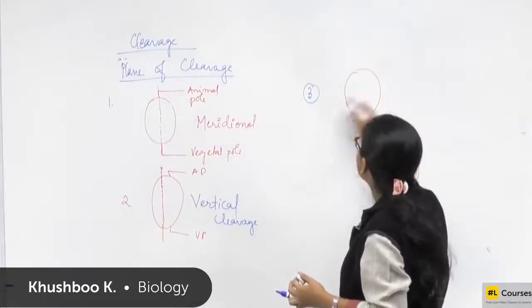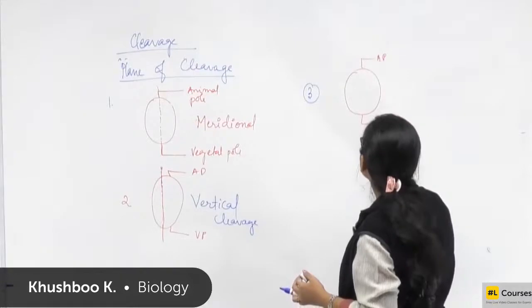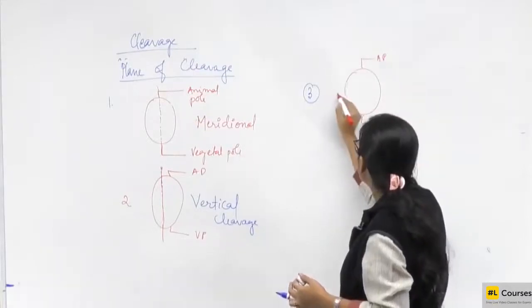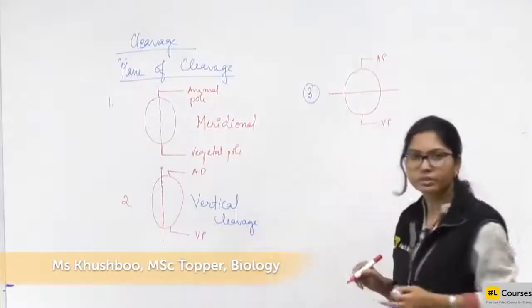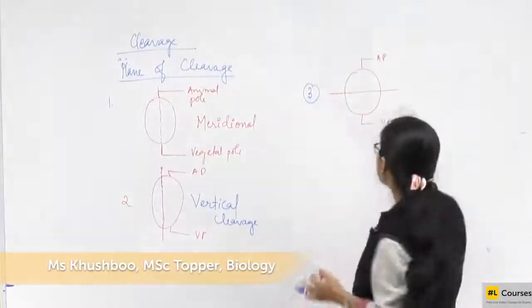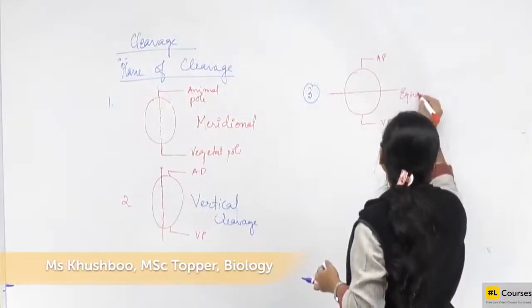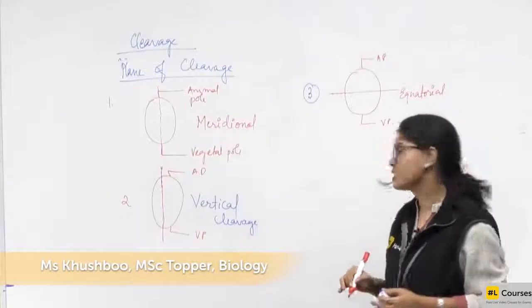Now third type, depending upon the plane of cleavage. See, these are the poles, animal pole, this is vegetal pole. So if the plane of cleavage goes right through the equator, earth का equator है ना, if the plane of cleavage goes through that, it is equatorial cleavage.